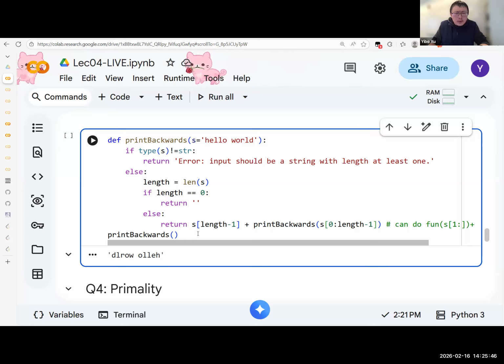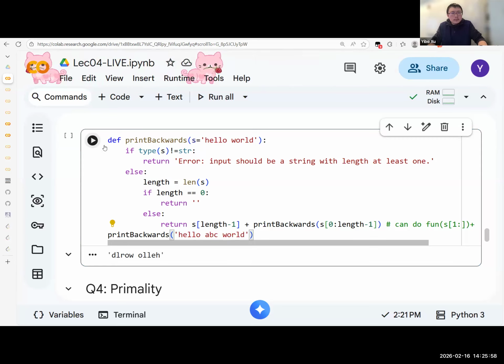So if I, let me copy this, if I change it to hello ABC world, okay, it's doing the thing as expected.